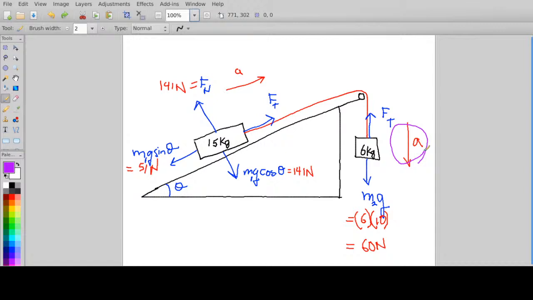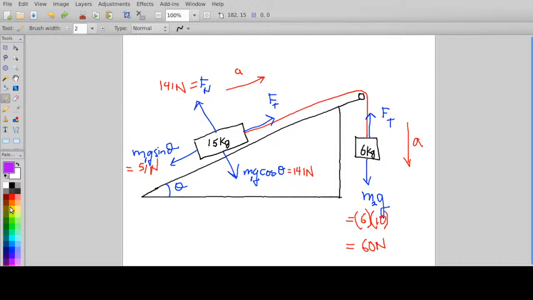A is downwards. So that means that that 60 newtons is overcoming the Ft, which is up. If Ft were bigger, then it would accelerate up. But it's accelerating down, and therefore Ft must be smaller than 60 newtons. So that's it for the free body diagram. It's just two forces, one of which is still unknown, and the 60 newtons must be bigger than the Ft.